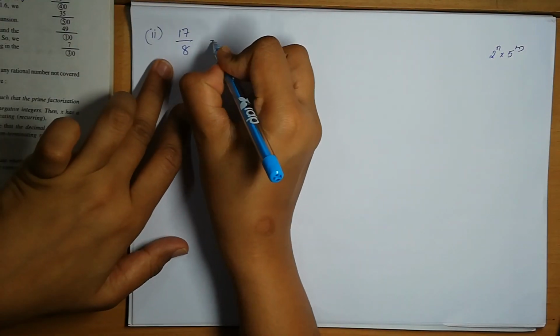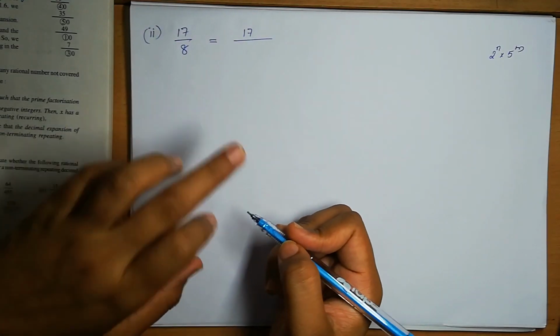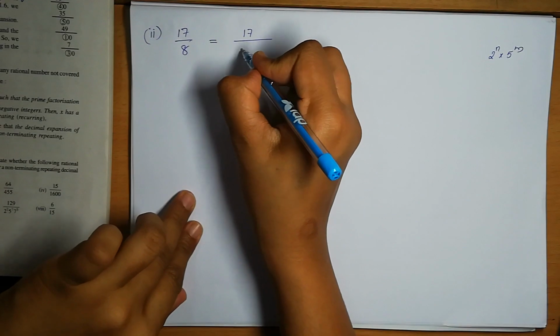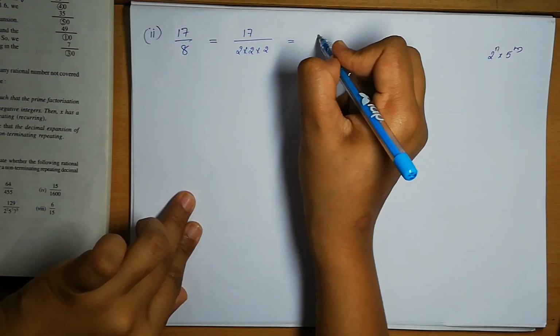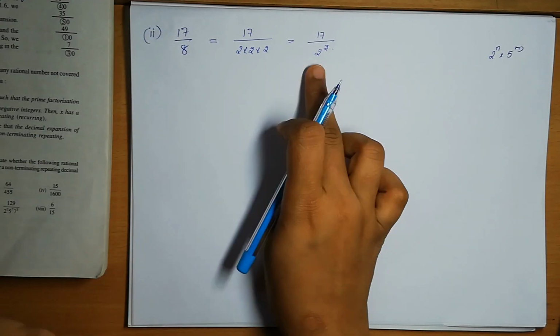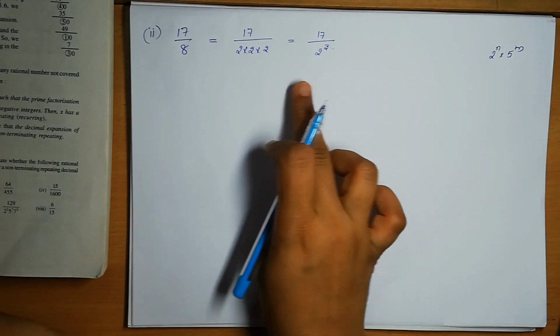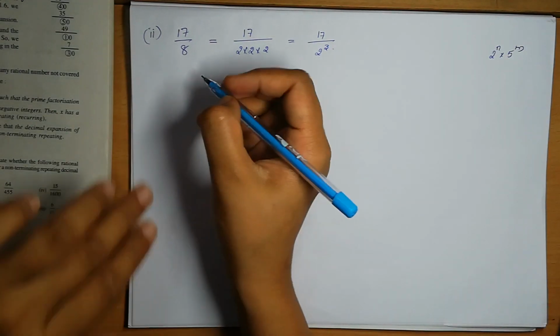Okay. So this one we can write as 17 divided by 8, which is 2 into 2 into 2. That means 2 into 2 into 2 we can write as 2 cube. So 17 divided by 2 cube. Here the denominator is in the form of 2 raised to n. So what can we write? This is a terminating decimal expansion.